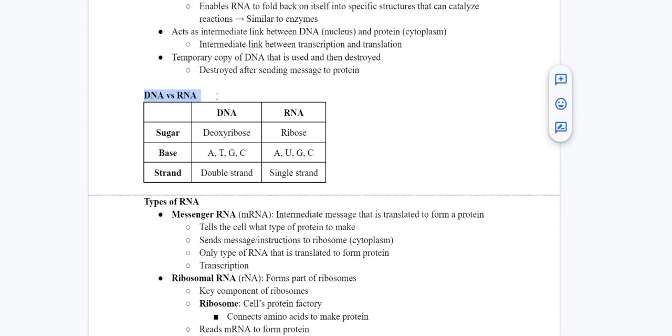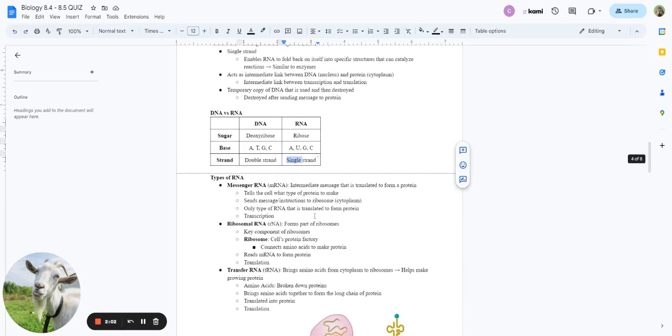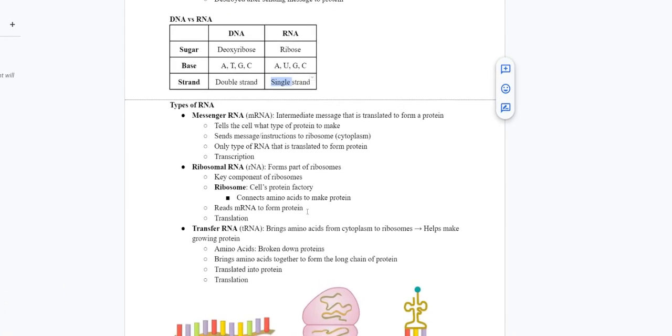And here in this chart, I organized the difference between DNA and RNA. DNA is deoxyribose, while RNA is ribose, which means that I think RNA has one more oxygen than DNA does. DNA does not have that oxygen. For the bases, the only thing that's different is DNA has thymine, while RNA has uracil. That's the only difference. Everything else is the same. DNA is a double strand, so it's a double helix, two strands, while RNA is a single strand, so it only has one strand.